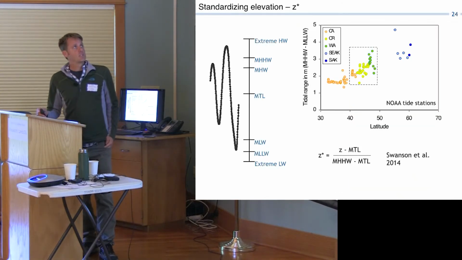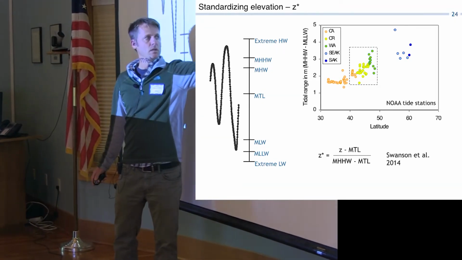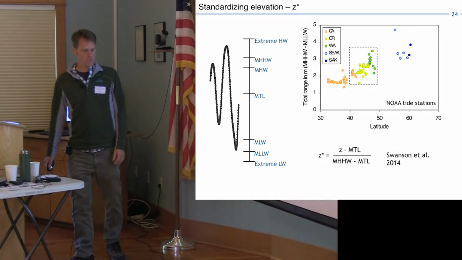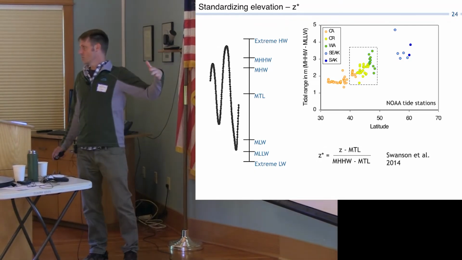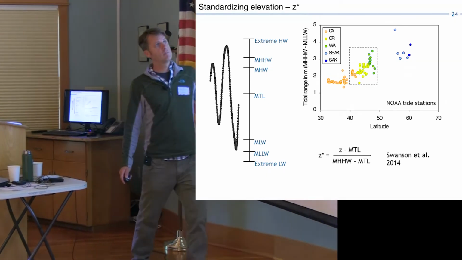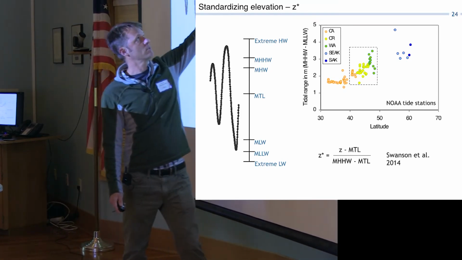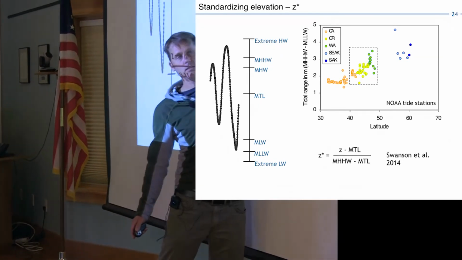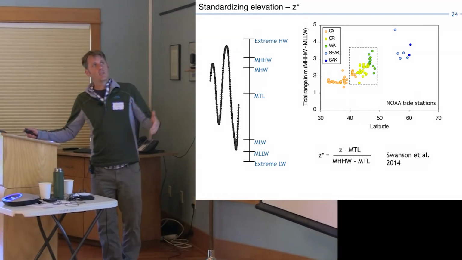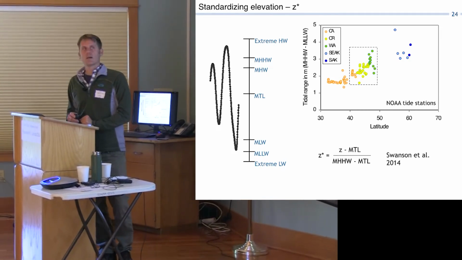So to standardize elevation, we use this Z-star metric. Here's the equation for it. It's your local geodetic elevation scaled to your tide range, so your mean high water minus your mean tide level. The reason one would want to do that is that this Z-star is much better correlated with inundation than a simple geodetic elevation. And we have a really broad range of tide ranges within the Northeast Pacific. As you move from California, this is the Northwest in this box, and then into Alaska, you get much greater tide ranges. And even within an estuary like the Coos estuary, depending on where you are, you get differences in tide range as well.